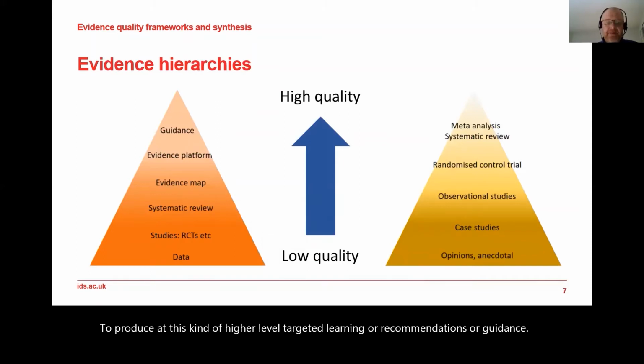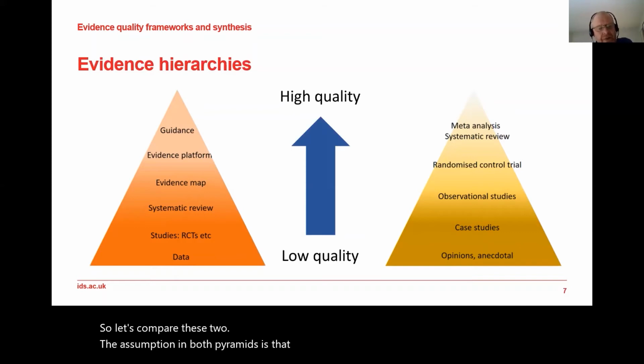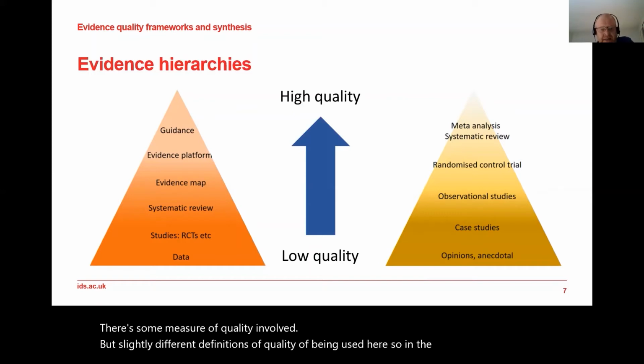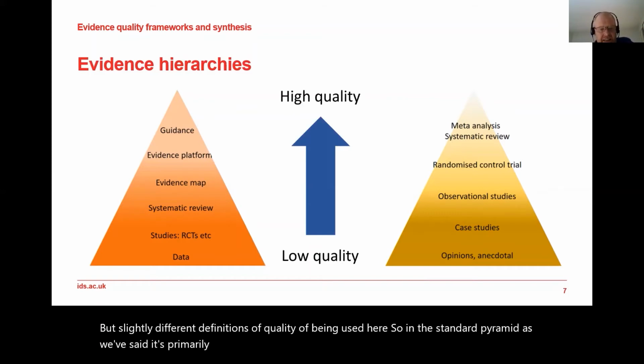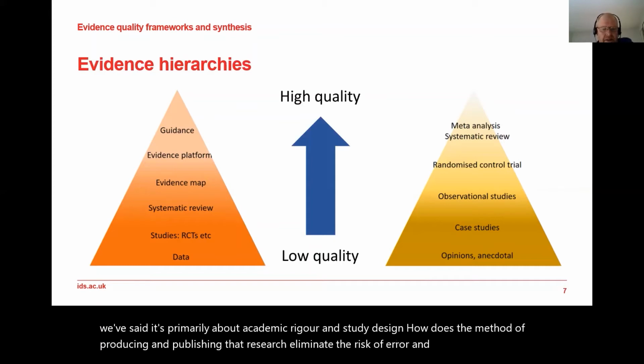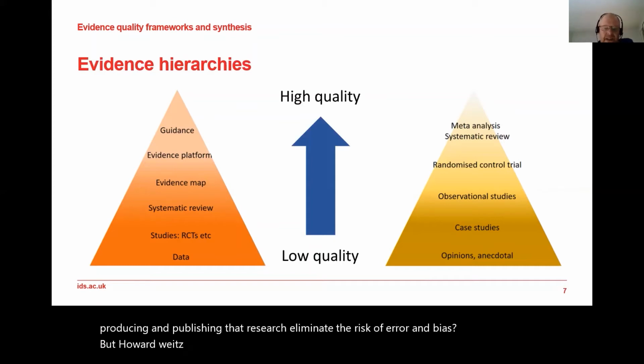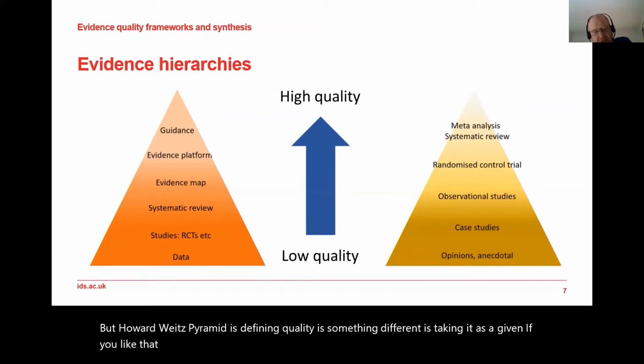So let's compare these two. The assumption in both pyramids is that the evidence at the top of the pyramid is better than the evidence at the bottom. There's some measure of quality involved, but slightly different definitions of quality are being used here. So in the standard pyramid, as we've said, it's primarily about academic rigor and study design. How well does the method of producing and publishing that research eliminate the risk of error and bias? But Howard White's pyramid is defining quality as something different. It's taking it as given, if you like, that a robust methodology has been used.